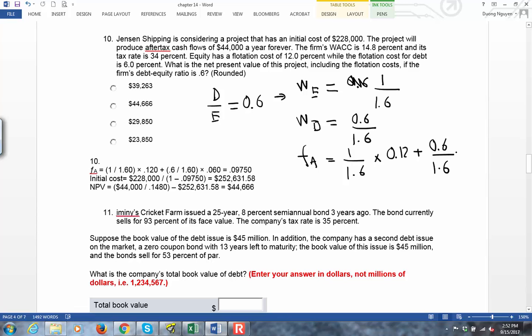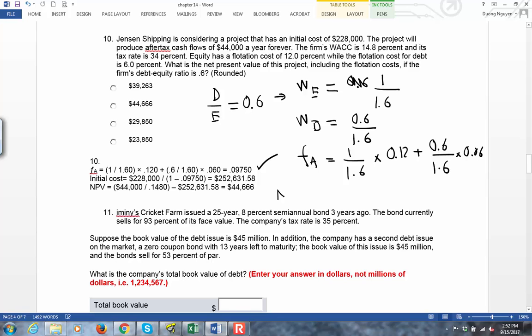times the flotation cost for debt, which is 6%, 0.06, and this is equal to 9.75%. The initial cost would be $28,000 over 1 minus the flotation cost, and the answer is 252,631.58.